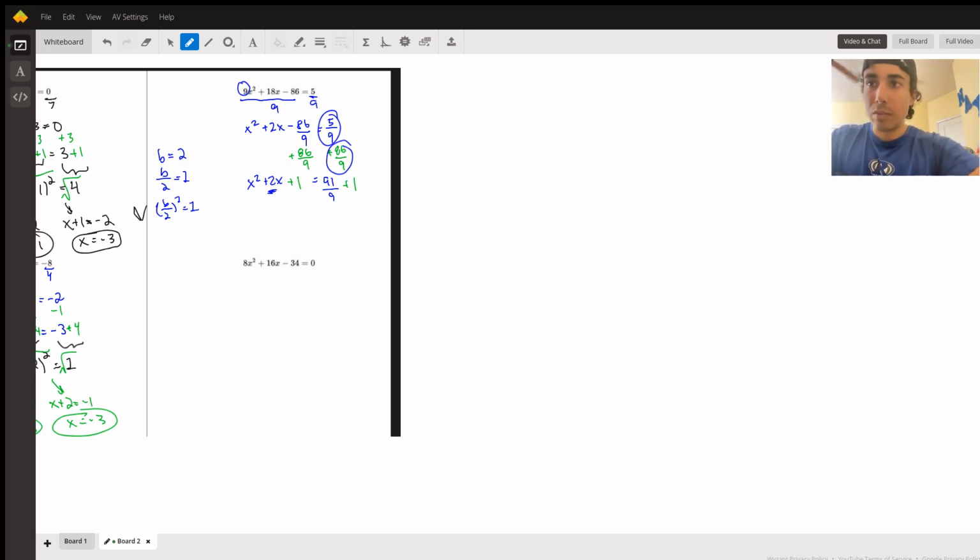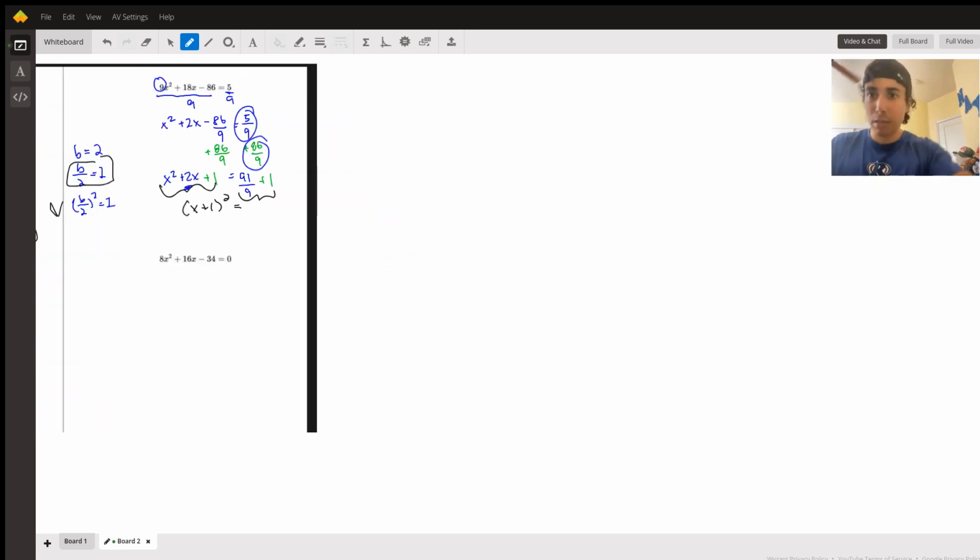And then once we've done that, we can go ahead and condense this. Remember, it is x plus b over 2, squared. So it's going to be x plus b over 2, which is 1, squared, equals. And then let's go ahead and add 91 over 9 plus 1. Remember, we need a common denominator to add those fractions. So I have 91 over 9 plus 1. We can put that 1 over 1, and multiply it by 9 over 9. So that would be 91 over 9 plus 9 over 9, which is 100 over 9.